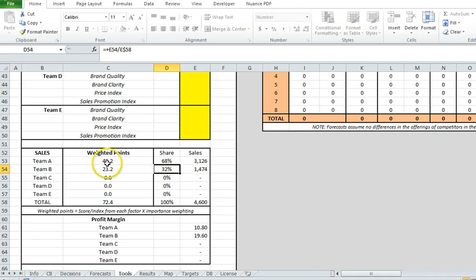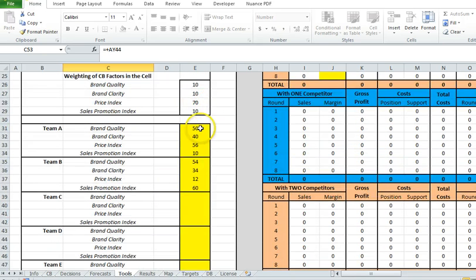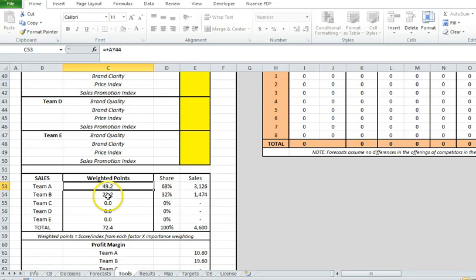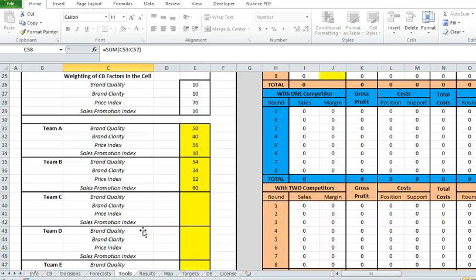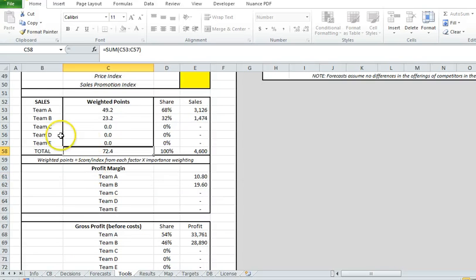How was it calculated? It was calculated because we ended up with 49 points, which is basically that 50 times 10. That gives us 5 points. 40 times 10, that gives us another 4 points. Obviously, as we go down, all those points add up to 49. They have 23, and the market shares out of 72. Okay, all the points added together, and that's how it's calculated.